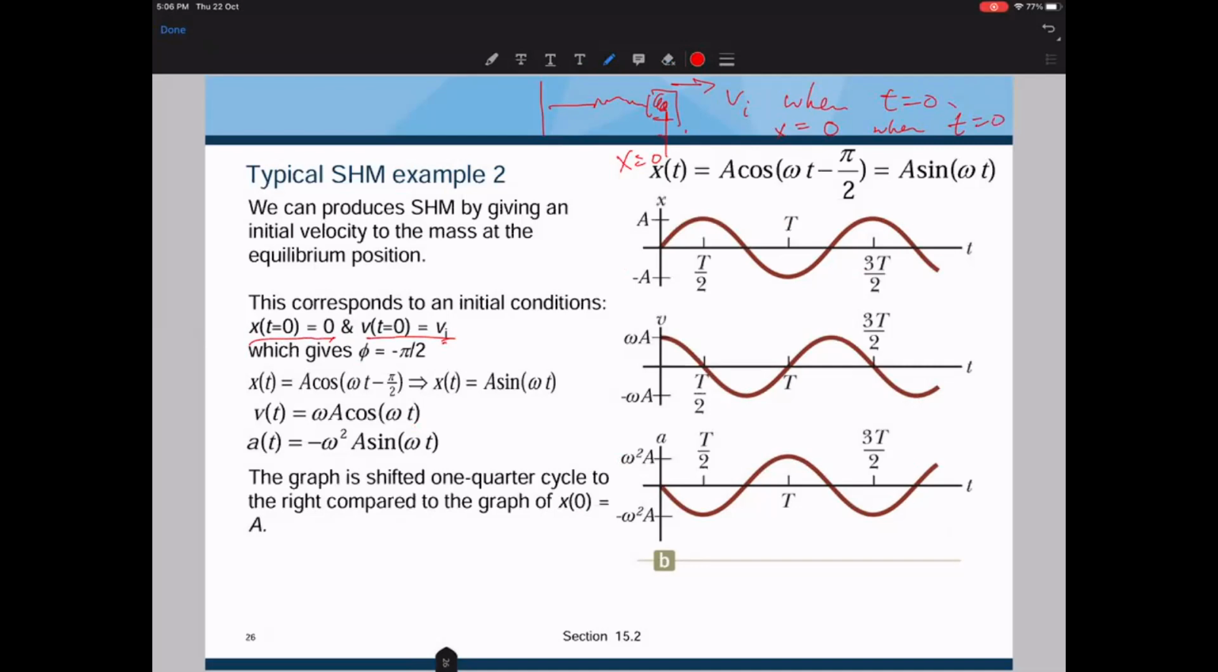Now, with that, we would have to be careful. x is A cosine omega t plus phi. But at t equals to 0, x is 0. So A is not 0, of course. Cosine omega t, which is 0, cosine phi is equal to 0, because at time equals to 0, x is 0. So cosine phi is 0, phi becomes pi over 2.